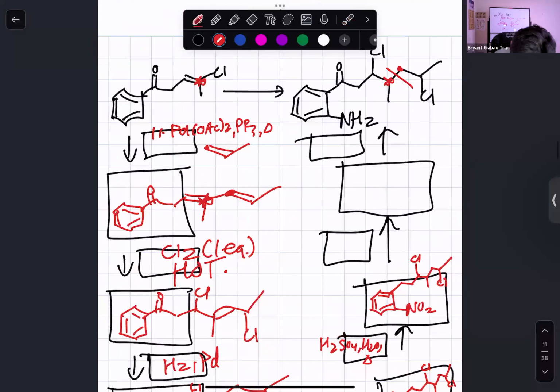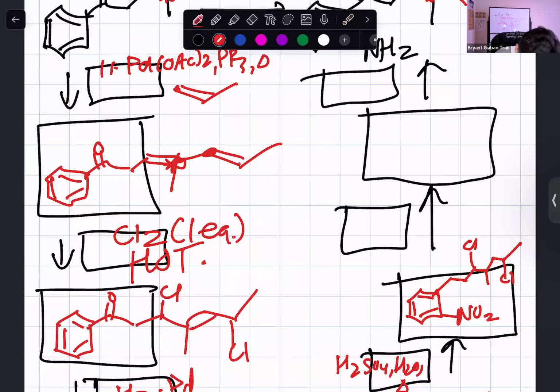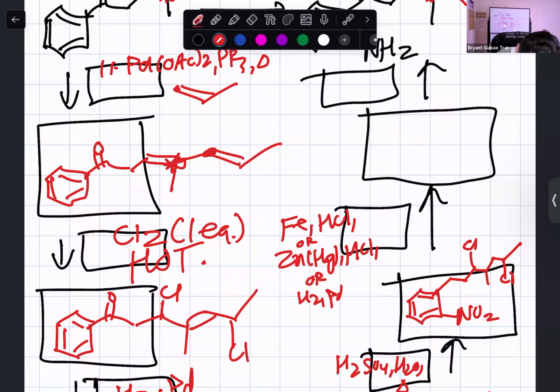Now, how can we convert this NO2 to NH2? Yeah, the H2, Pd got rid of the carbonyl. H2, Pd would get rid of the carbonyl, H2, Pd would reduce an NO2 to NH2, and H2, Pd would get rid of an alkene overall. Yeah, Fe, HCl would be one reagent you could use. Another reagent you could use is zinc, mercury, HCl, or you could also use H2, Pd, one of the reducing agents here, which would convert the NO2 into NH2.